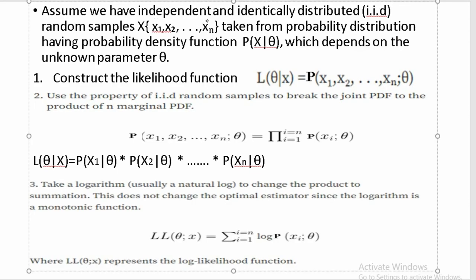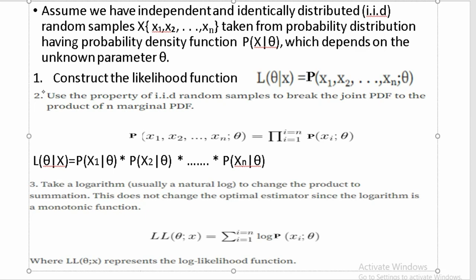Assume that we have independent and identically distributed random samples. So independent and identically distributed, in short form we will write it as IID. Random samples X having x1 to xn, which are taken from a probability distribution having a probability density function p of x given theta, which depends upon the unknown parameter theta, and theta we can say is a set of parameters that appears in the function. And what is this x? X is actually the value of the random variable.